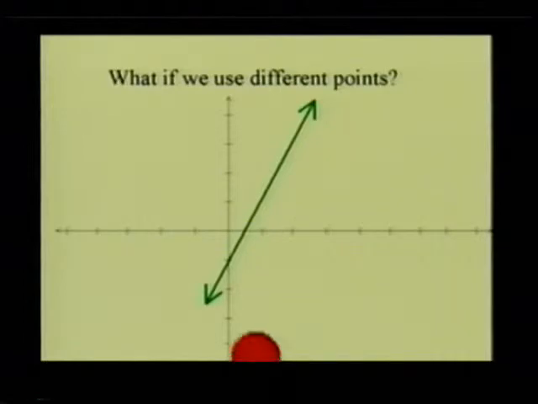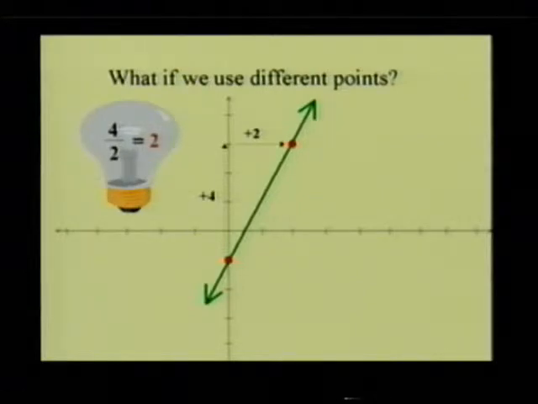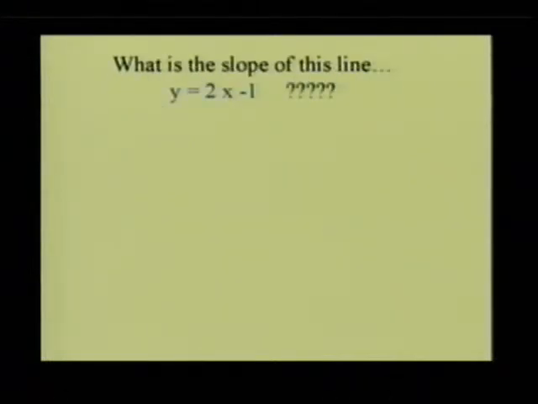What if we use different points? You know, of course, that it doesn't matter, but let's use different points. We had 2 over 1 in the last one. I don't see any 2 here. Let's see. We're going to go up 4. That's different. And over 2. But remember, if we take that and reduce it, 4 over 2, you have to reduce to get the final answer. We'll still get the same answer. Pretty cool. Almost makes sense. Okay, what is the slope of this one?